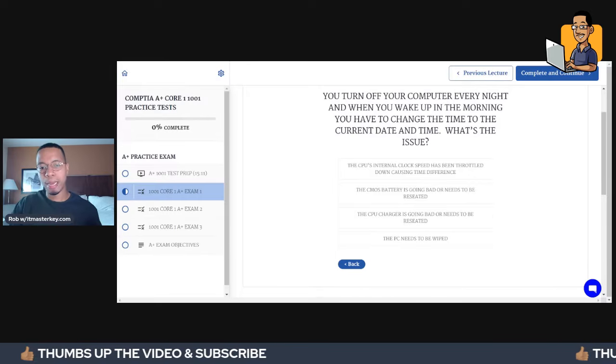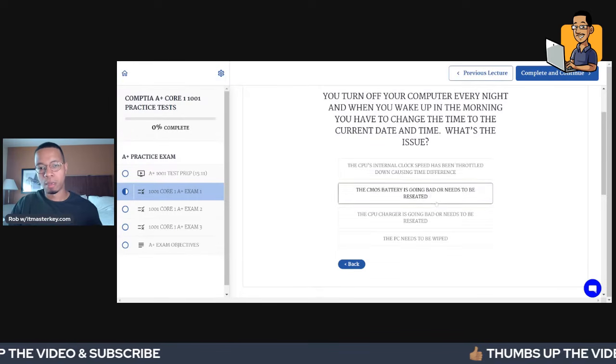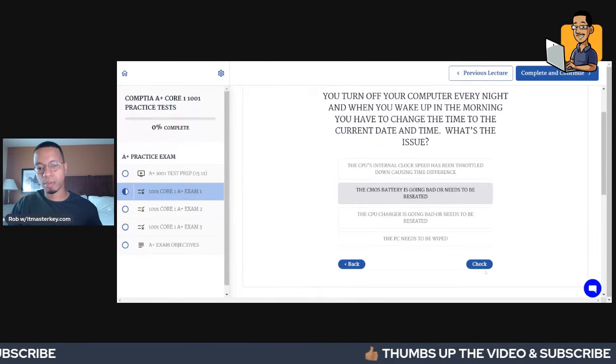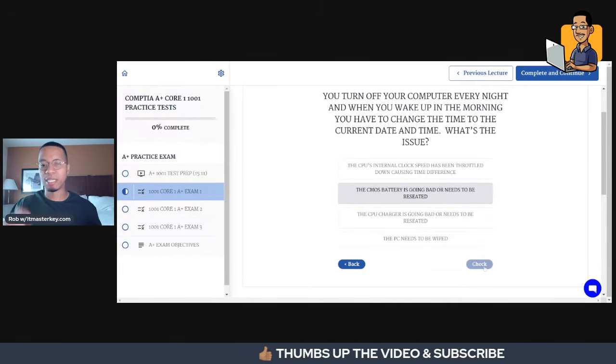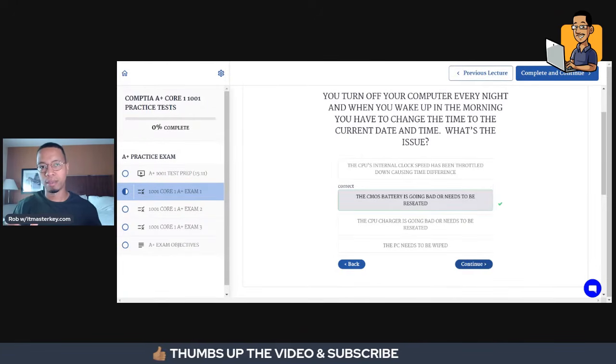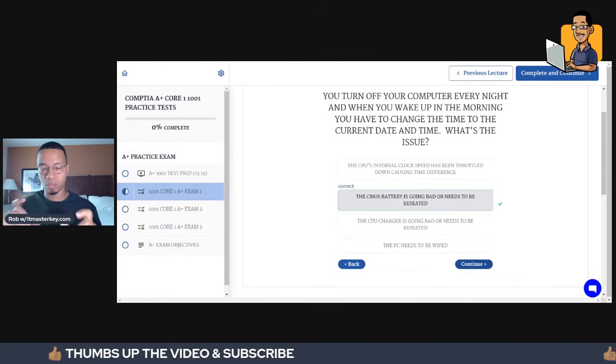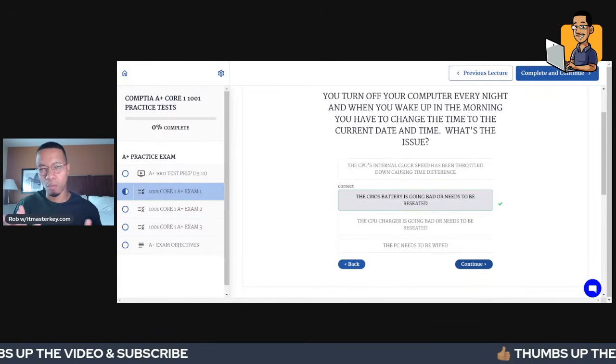So one of the major purposes and major jobs of the CMOS battery is literally just to keep the time and date correct when the computer is off, right? So it's a small little battery. It looks like a big watch battery, actually.